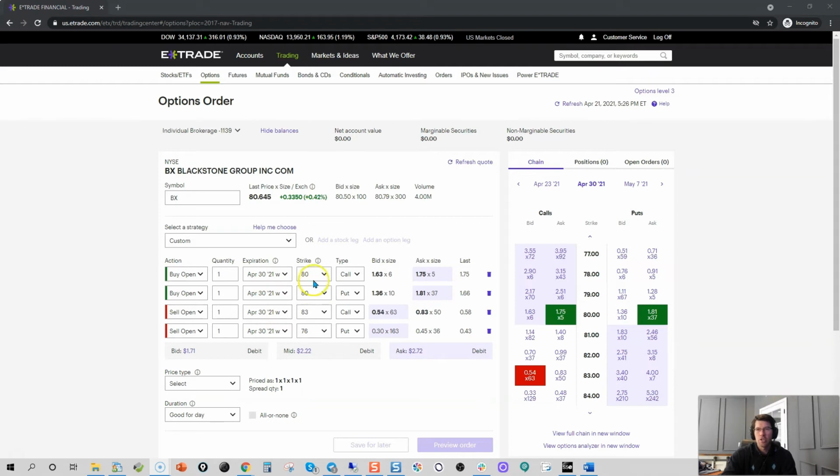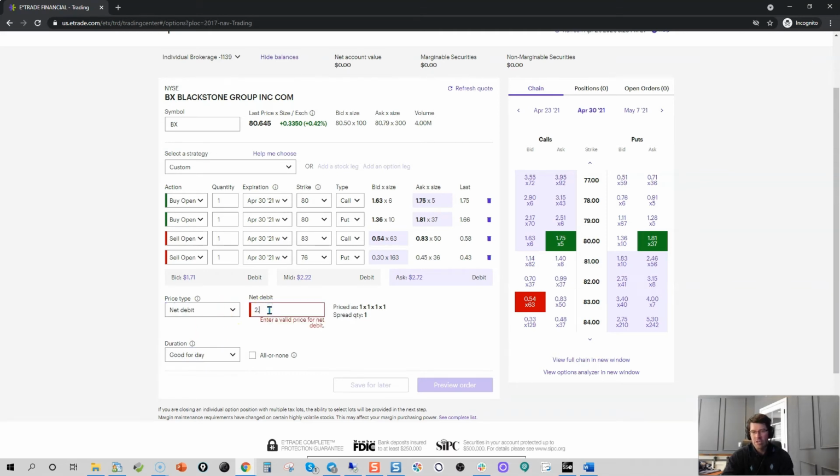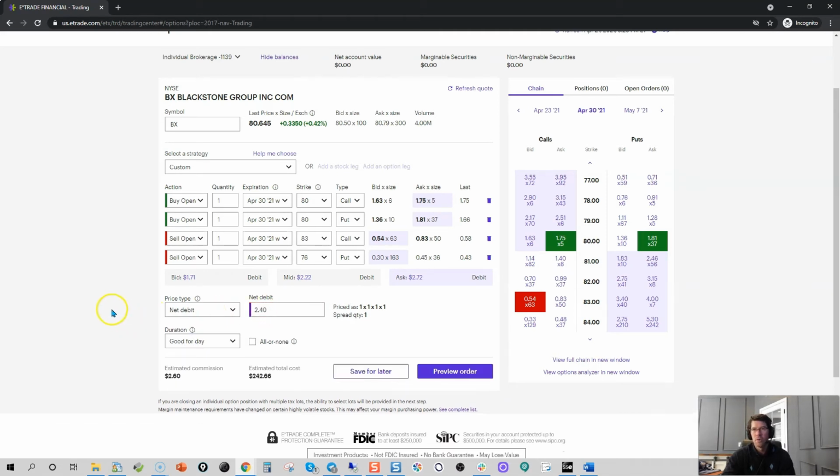So I just want to fill it in. My computer's being a little bit slow. So we did the at the money at $80. We straddled the call side. We sold the call at $83 and we sold the put at $76. So we have call, put, all right, 2 buys, 2 sells. And we did this for a limit debit, or a net debit, of $2.40. So we did a net debit of $2.40, $2.40 right there. And that was good for the day.